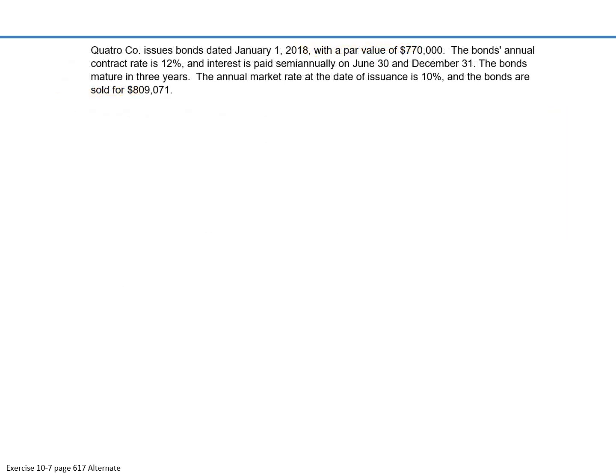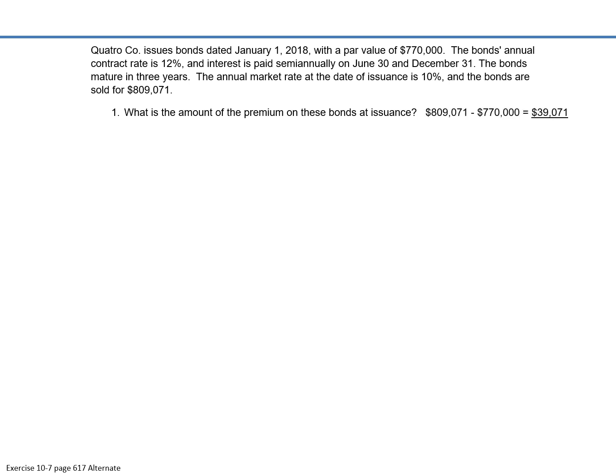All right, same problem, different numbers. Why don't you compute the amount of the premium on the bonds at issuance, what the total interest expense is, and then also the amortization of that premium. And when you're finished, resume the recording and we will go through the answers.